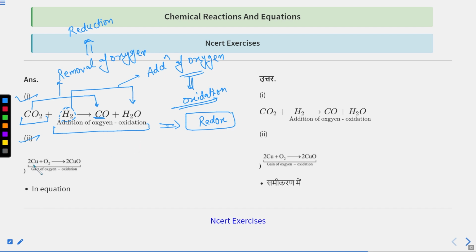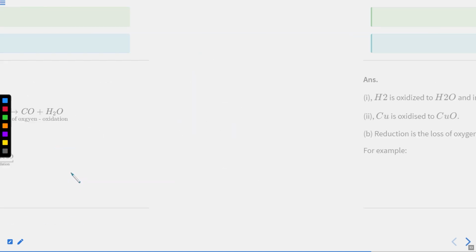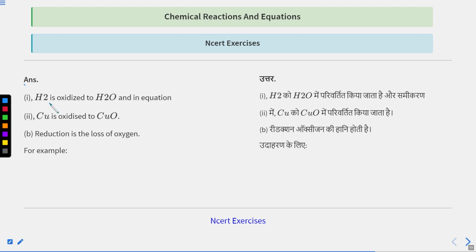You can see another thing. 2Cu plus O2 gives 2CuO. This is an example of an oxidation reaction. Gain of oxygen is taking place here. Now you can see H2 is oxidized to H2O in the first equation, and Cu is oxidized to CuO in the second one. Reduction is the loss of oxygen, or you can say gain of hydrogen, but the question is asking in terms of oxygen only, so you can write loss of oxygen.